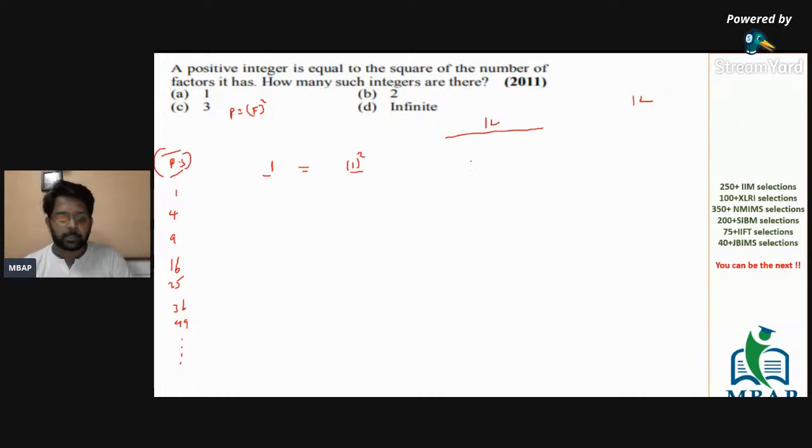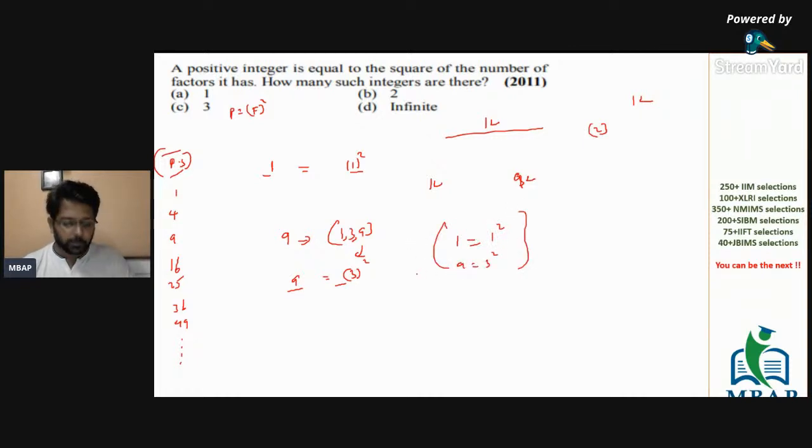Ideally, in the whole series, there are only 2 numbers which are possible. So whenever you get a similar kind of question ahead, whether in CAT 2020 or in a mock test, you can straight away mark the answer: one number is 1 and the second number is 9. Because 9 has 3 factors, 1, 3 and 9. So the square of the number of factors will be 3 square, and we know 3 square is also 9.